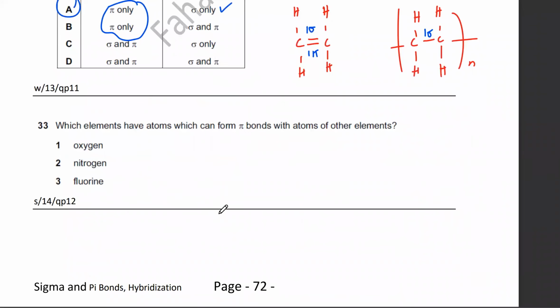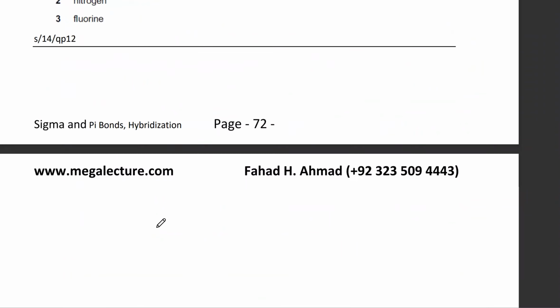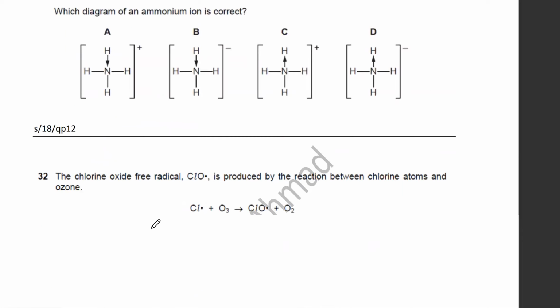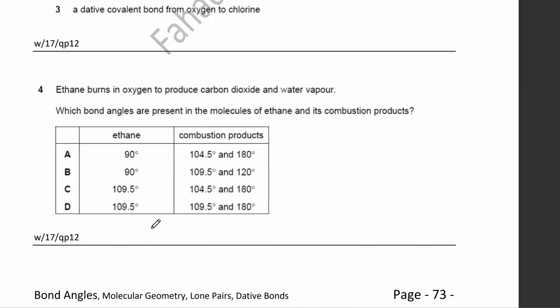That's a pair. Which elements have atoms? We did this question as well. So now let's start talking about geometry. I'm only going to talk about angles. So this one is saying, okay, what are the angles of ethane and its combustion product?